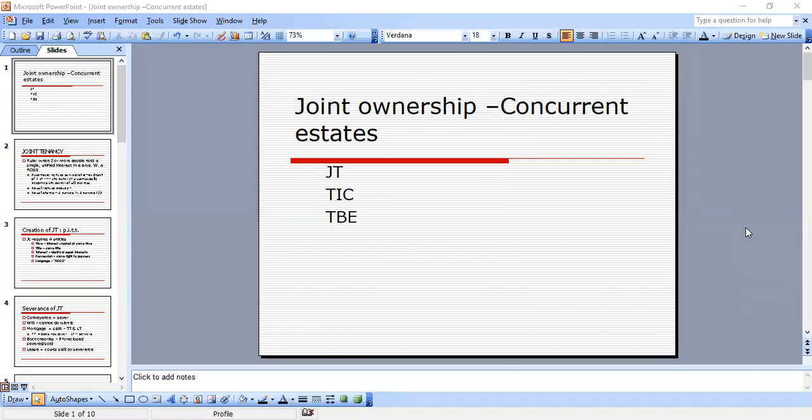Hi guys, I'm back to do a quick lecture on joint ownership concurrent estates for real property. It's good for the essay portion and also the MBE portion. Now, joint ownership concurrent estates consist of a JT, a TIC, and a TBE, and these are joint tenancy, tenants in common, and tenants by the entirety.